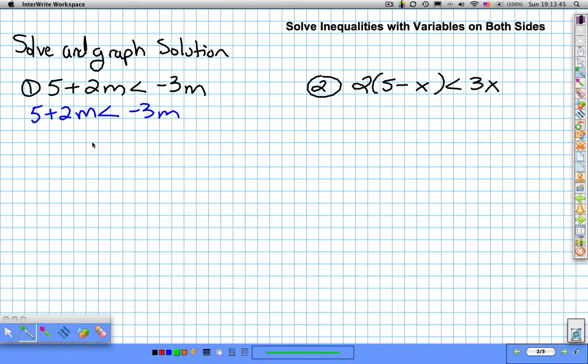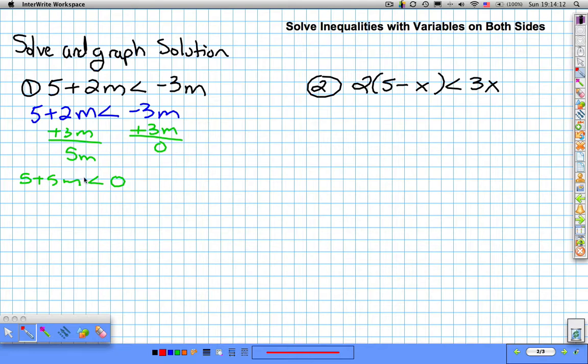So in this example, I don't want to subtract 2m because if I subtract 2m, a negative 3m minus 2m will keep it negative. So I'm actually going to want to add 3m here, because I'll get a positive answer here, which is positive 5m. So really now what I have is 5 plus 5m is less than 0. Now for some of you this looks weird because it's less than 0. But remember, 0 is on the number line. This is okay to have.